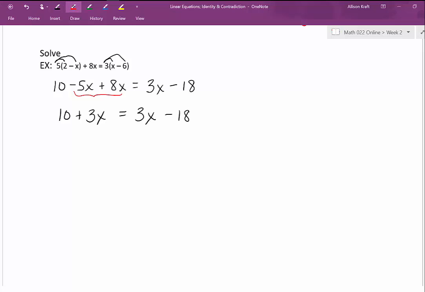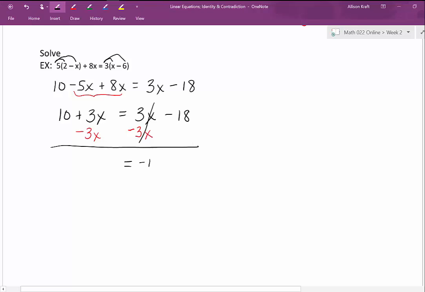We want to gather all of our variable terms on one side and our constant terms on the opposite side. I'm going to move the variable term with the smaller coefficient. In this case, they have the same coefficient, so I'm just going to make a choice. I'm going to choose to move my variable terms to the left side. That means I need to eliminate this positive 3x, so I'm going to subtract 3x from both sides. When I do that, the 3x's eliminate from the right side, but they also eliminate from the left side as well.